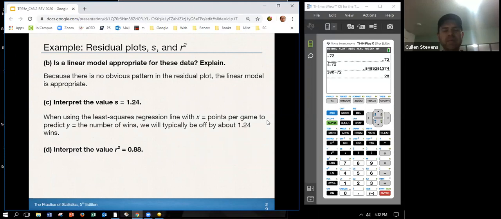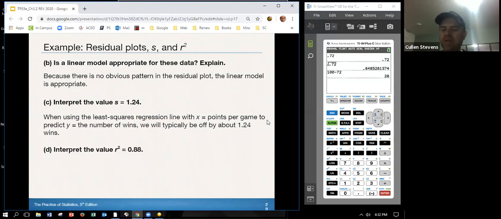When we're using the least squares regression line with x, points per game, to predict y, number of wins, we're typically going to be off by about 1.24 wins. So again, S is the standard deviation of the residuals. So typically, that's going to be how far off our model is. Remember that the word typically is used with standard deviation, okay? It's not the average. Average goes with our slope. We have to be very careful. We use average with our slope here. Typical, or the typical amount, goes with our S here.